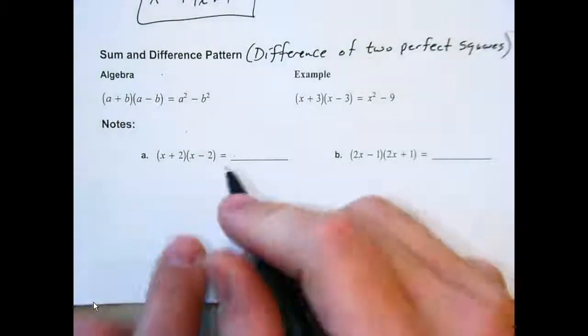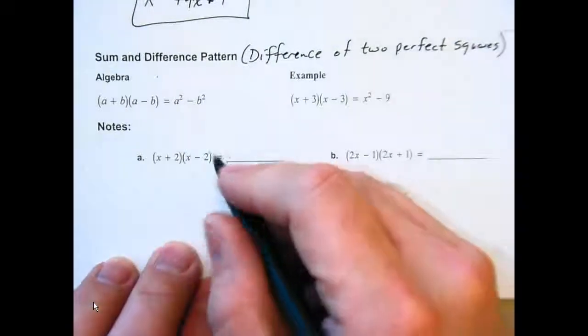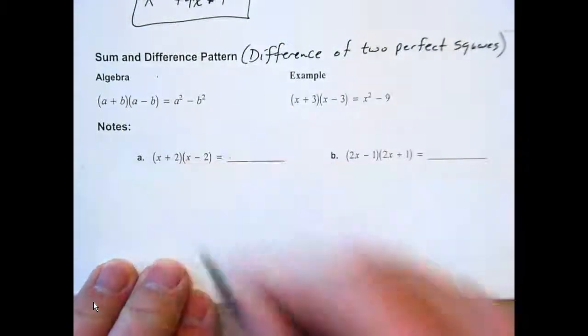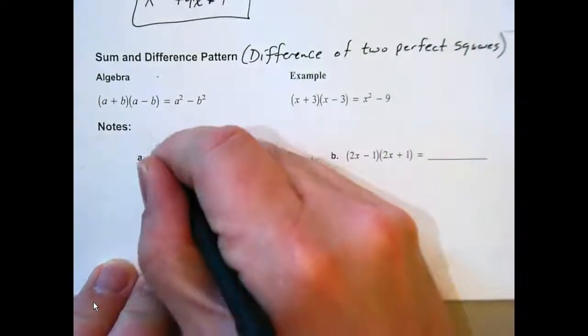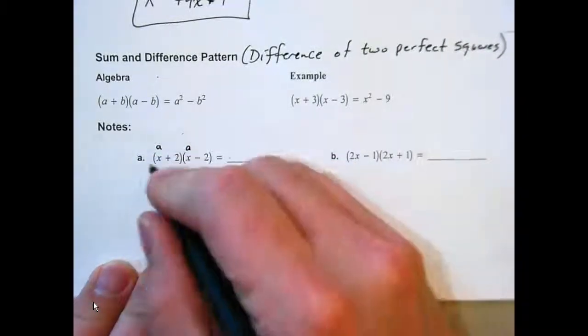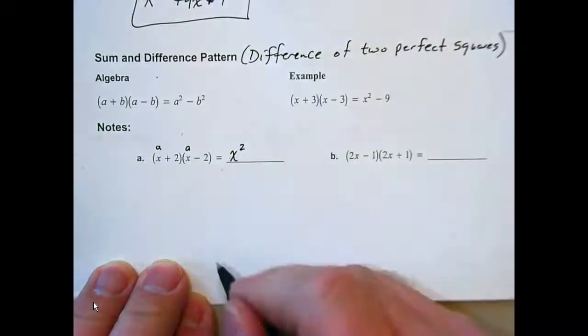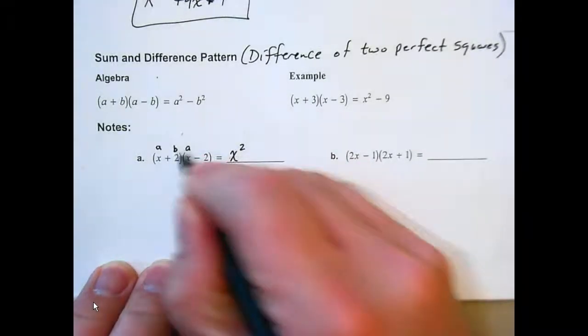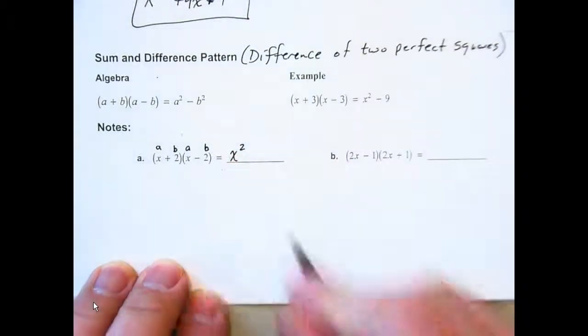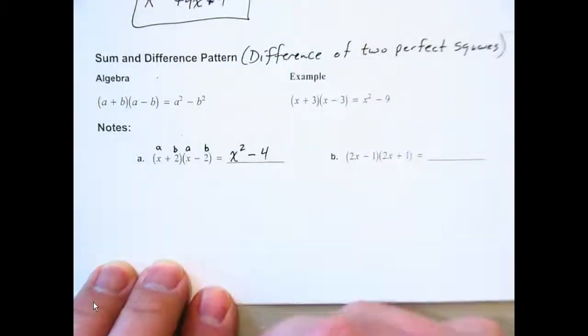All right, what's A squared? What is A? X. So A squared would be x squared. What's B? In this case B is 2, so we get minus 4. That's our answer.